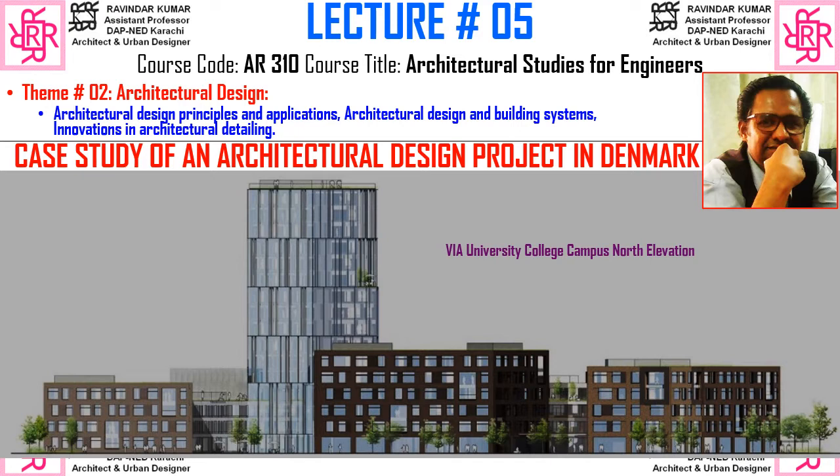Now this is the north elevation. Then the architect creates the four elevations. Here you can see the low-rise structures and a high-rise structure: a 15-story building and a 5-story and 6-story building. And the architect has given a different color scheme to the buildings.